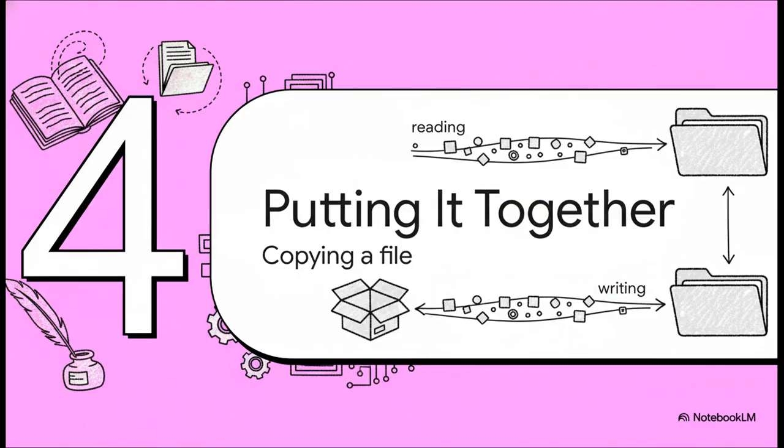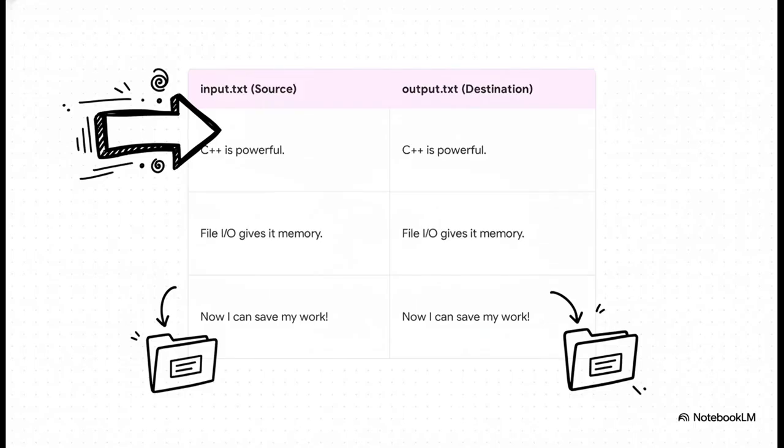Okay, theory's done. We know how to read, we know how to write. Let's put it all together and see it in action with a really practical example. Just copying a file from one place to another. So, the goal is simple. We've got a file called input.txt that has some text in it, and our program's job is just to read every line from that input file and write it line for line into a new file called output.txt. Basically, we're making a perfect copy.